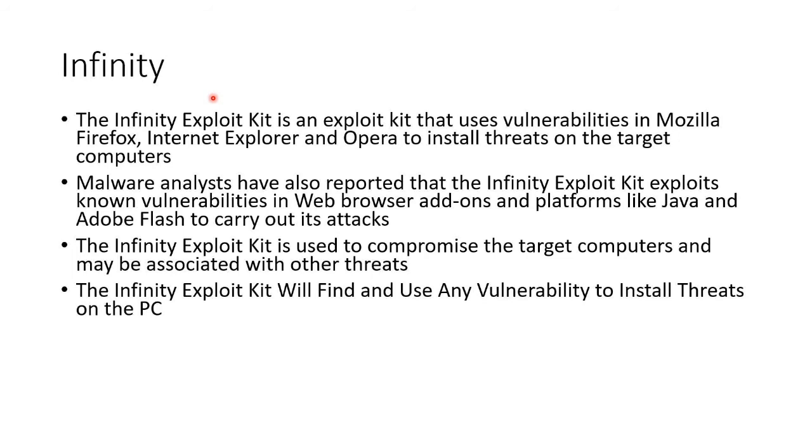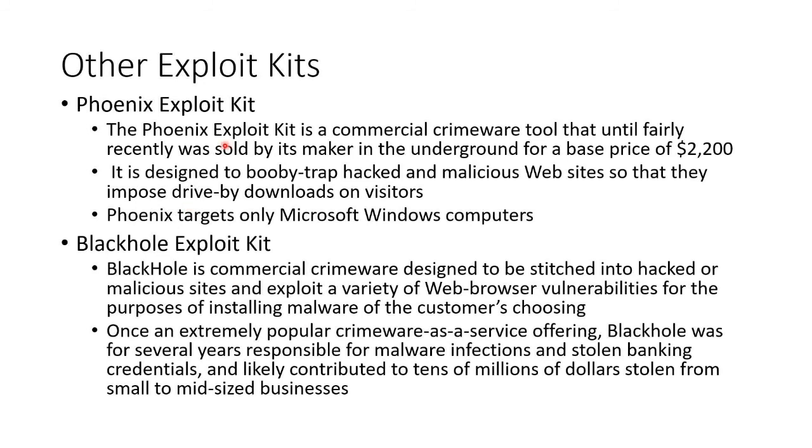There are other toolkits. Here's Infinity Exploit Kit, which uses vulnerabilities in Firefox and Internet Explorer and Opera to install threats on targets. And so we can do these using exploiting browser add-ons or Flash Player or Java. And so this is just one of the other types of kits that we can have. There's the Phoenix Exploit Kit, the Black Hole Exploit Kit. They all basically do the same kind of thing. Wow, for a base price of $2,200, you can get free ones. Forget paying money. So you can also have crimeware as a service online.